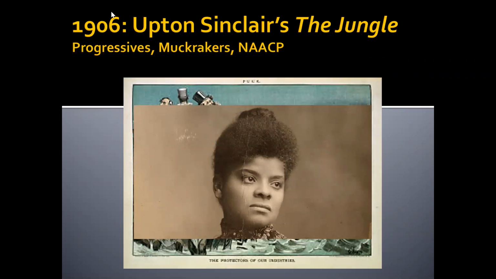And this is Ida B. Wells. She is one of the leaders of the NAACP. She is also a muckraking journalist, and she specifically focuses on how lynching is destroying the lives of Southern African Americans.